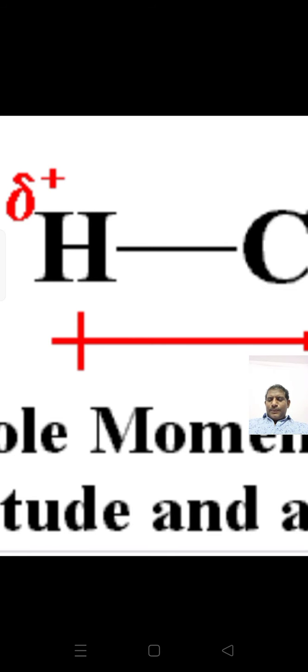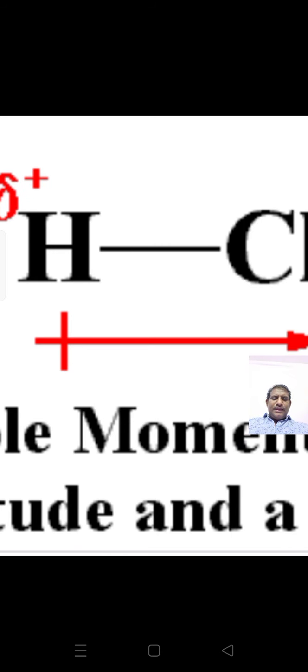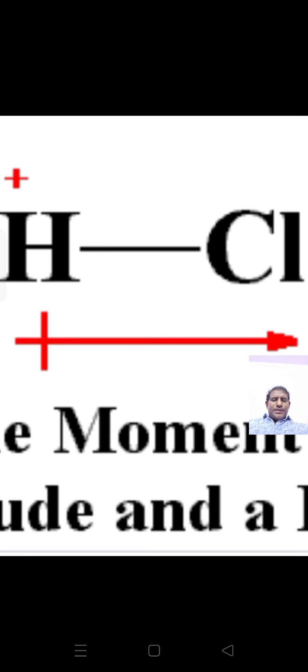Non-polar covalent bond means when a covalent bond is formed between two similar atoms. Such a bond is called non-polar covalent bond. For example, hydrogen molecule, fluorine molecule, and oxygen molecule. That means non-polar covalent bond is present in H2, oxygen, fluorine, and nitrogen.